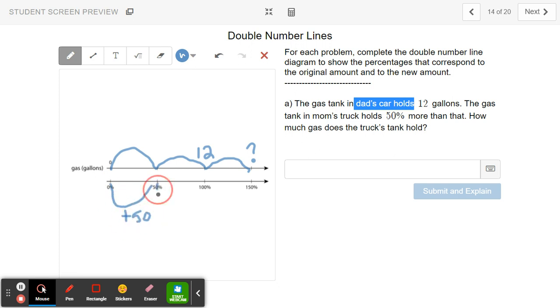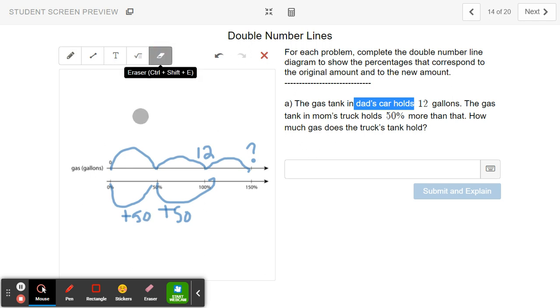And then this one goes from 50 to 100, so that's also plus 50, right? And again, we see 100 to 150 is another plus 50. So while my percents are going up by 50%, we have to figure out how much our jumps are going up for the gallons, right?